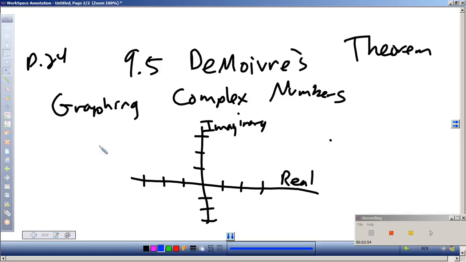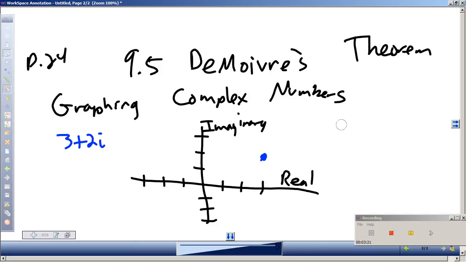Okay? So let's just do, if I say 3 plus 2i. What is the real part of it? 3. What's the imaginary part? 2. So 3 plus 2i would be the point right there: 3 in the real direction, 2 in the imaginary direction.